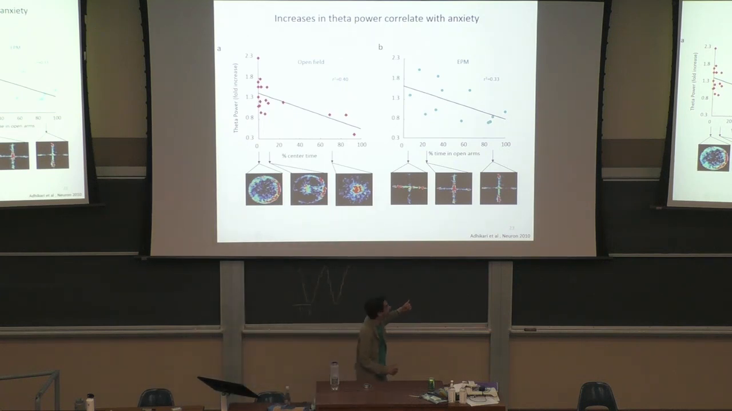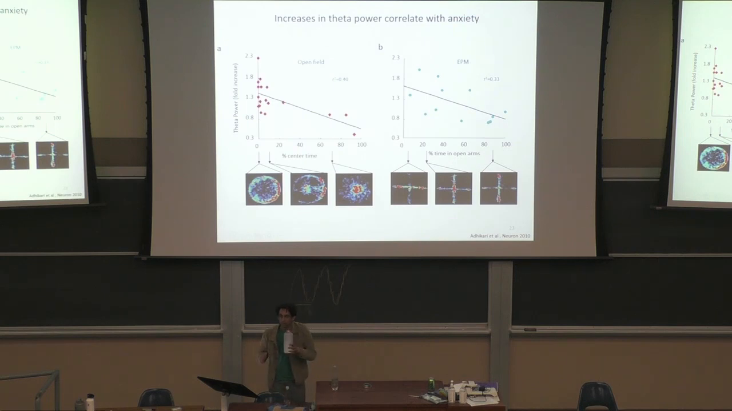And similarly, mice that spend a lot of the time in the closed arms on the left also showed a higher increase in theta power compared to mice that went a lot into the open arms. So mice that show a higher amount of anxiety seem to have a higher increase in theta power, which suggests that this might have something to do with creating the anxiety.